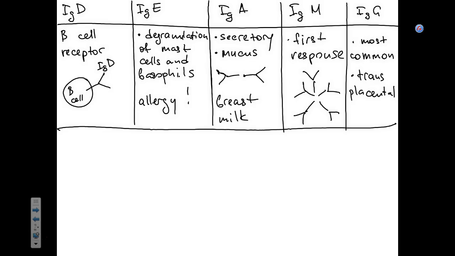Okay, how they work. So what they can do first, we're going to call it mechanisms. One mechanism is to opsonize. Okay. Remember, we already talked about opsonization.